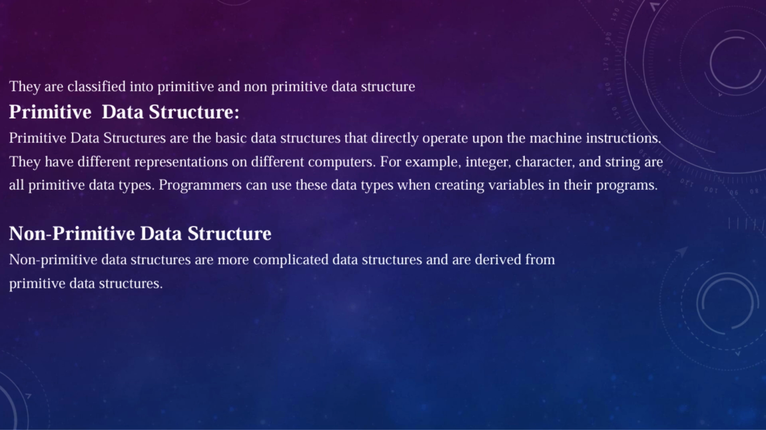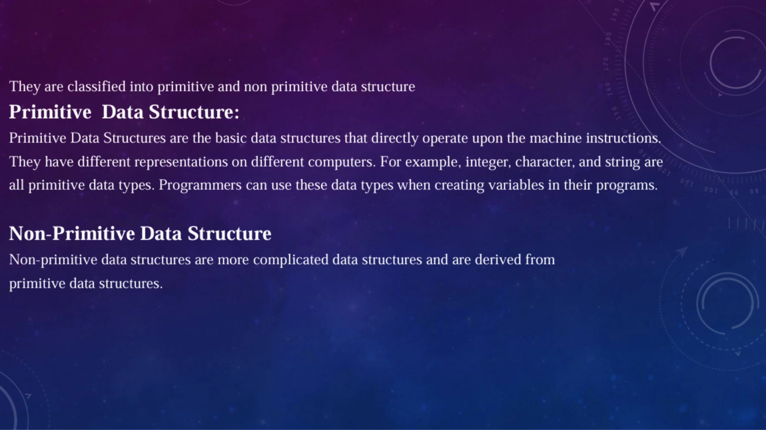Primitive data structure. Primitive data structures are the basic data structures that directly operate upon the machine instructions. They have different representation on different computers. A primitive data structure contains basic data types like int, float, boolean, char.